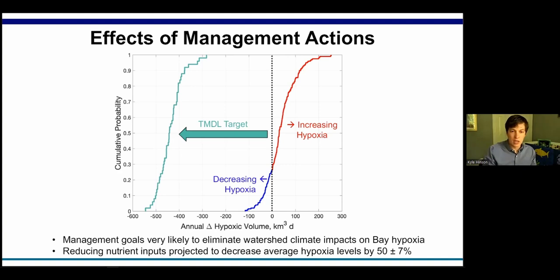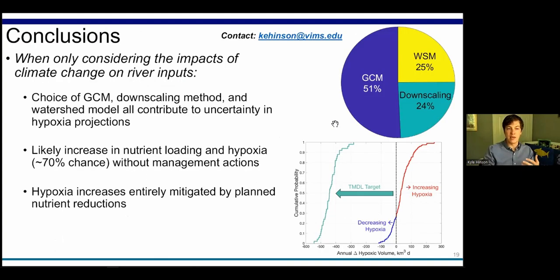So in conclusion, if we only consider the impacts of climate change on river inputs and how that affects hypoxia, we see that the choice of GCM, downscaling method, and watershed model all contribute to uncertainty in hypoxia projections.